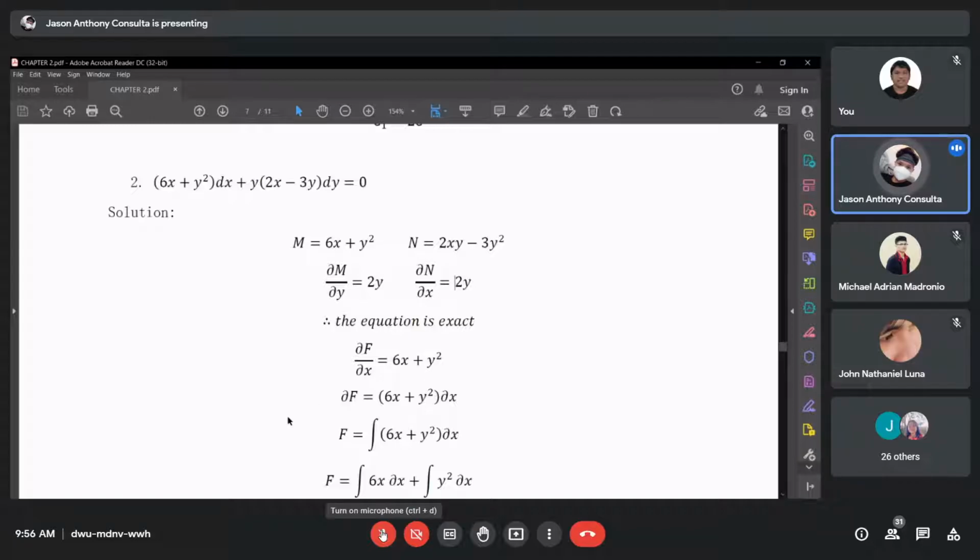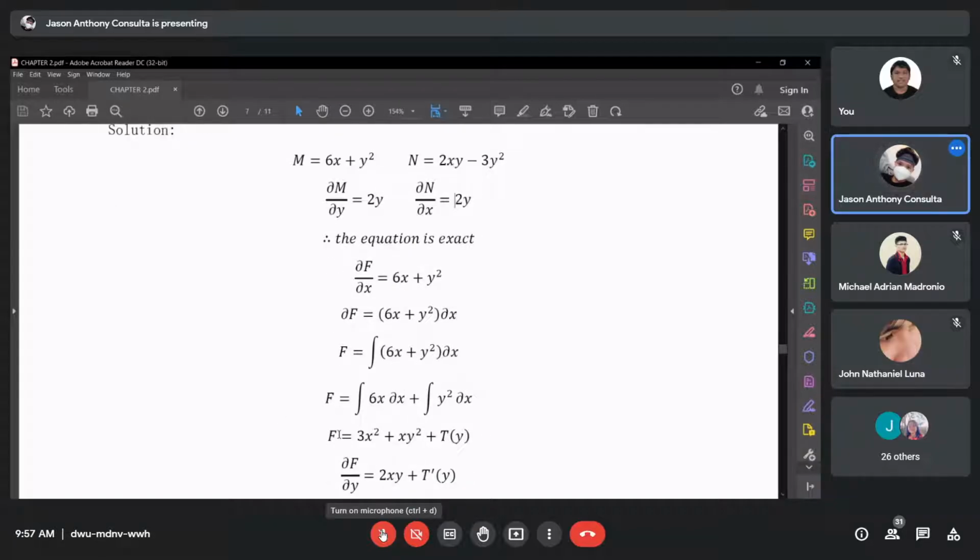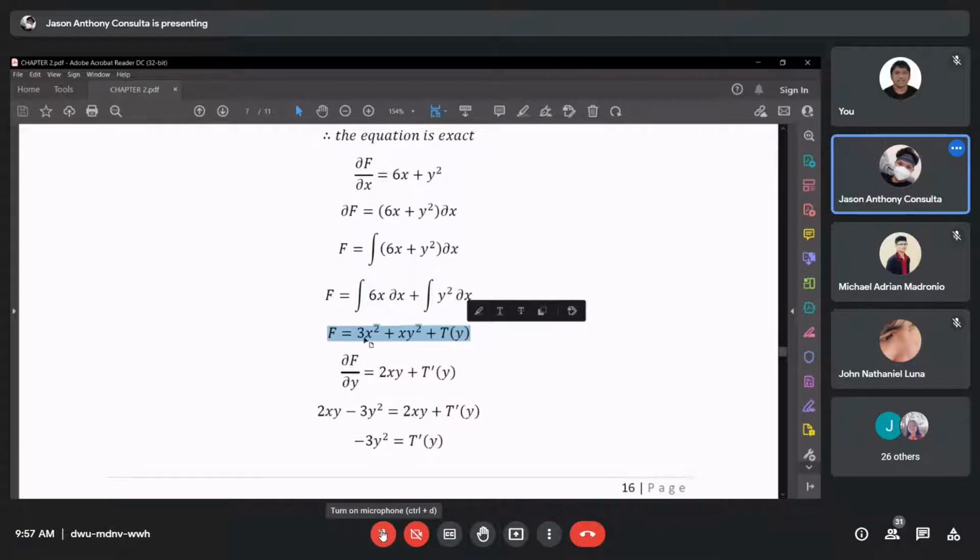Then cross multiply, then integrate, and we'll find f. As I said, this is f, and this is the final answer; we just need to find t's of y. So after finding this f, we find the partial differential of f with respect to y. Earlier it was with respect to x, now with respect to y. After solving the partial differential of f with respect to y, substitute the value of n, since the partial differential of f with respect to y is equal to n, to find t primes of y.